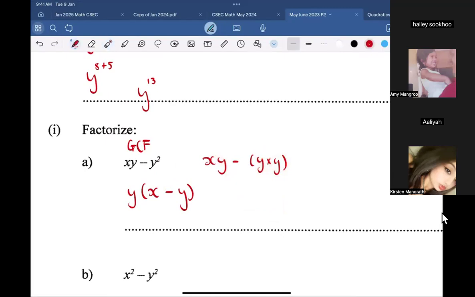You want me to go back? I've learned this, and you remember what I showed you previously. When you expand, you're supposed to get back the original thing. This is very easy to expand. You're going to take the y and multiply it by both terms. So what is y by x? XY. What is y by minus y? Minus y.